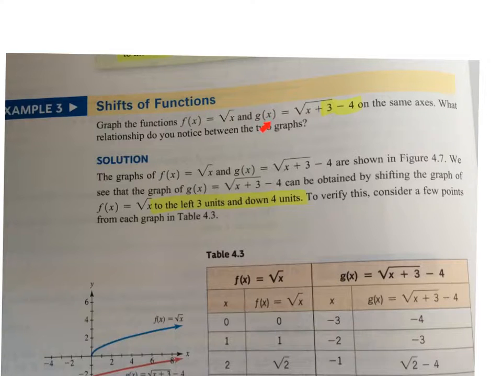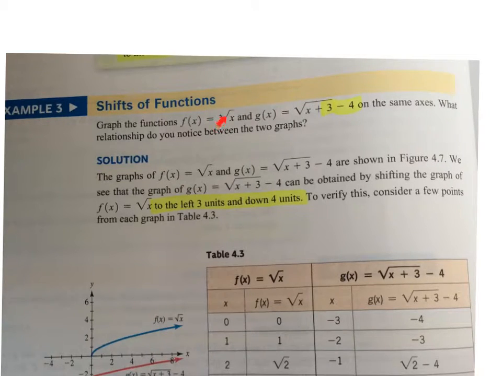Then they tell us that g of x is what f of x is, but within the radical sign we're going to add 3, and outside the radical sign we're going to subtract 4. Now if you look at the vertical and horizontal shifts of graphs in the green box in your book under 4.1, vertical shifts have to do with when something is added or subtracted to your original function. So in this case it's -4. So we know we're going to have a vertical shift because we have a -4 here, and according to the rules, we're going to go down 4 from the original place.